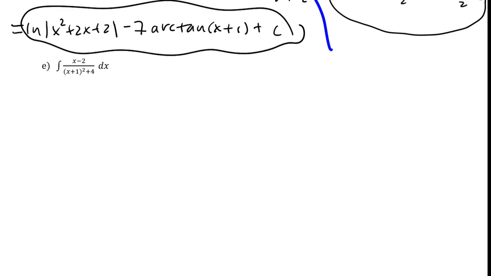Okay, guys, you know what? Actually, on E, I was looking at it, and I'd really rather us do this together in class. There's a couple ways to do it, and it's a little complicated. So let's save E, and we'll do this in class together. Okay, see you guys.